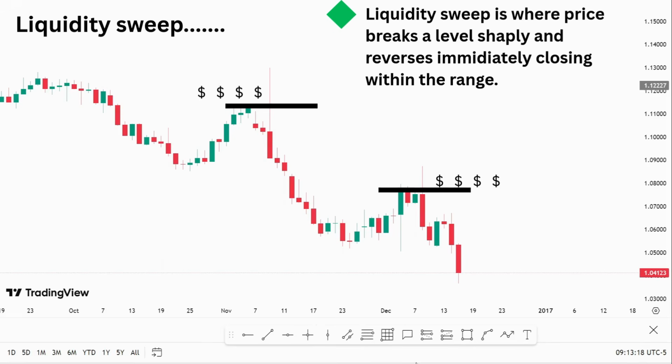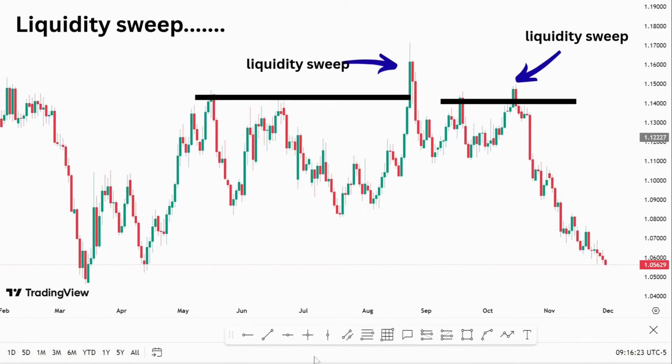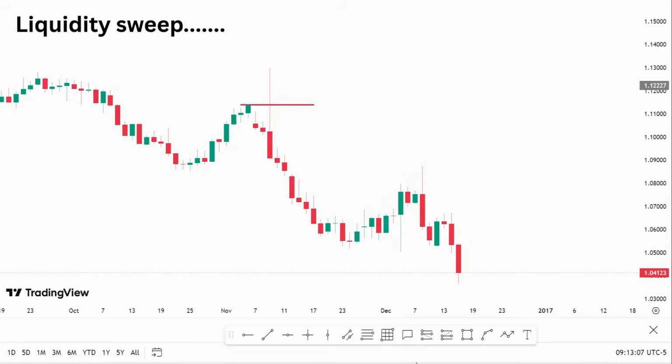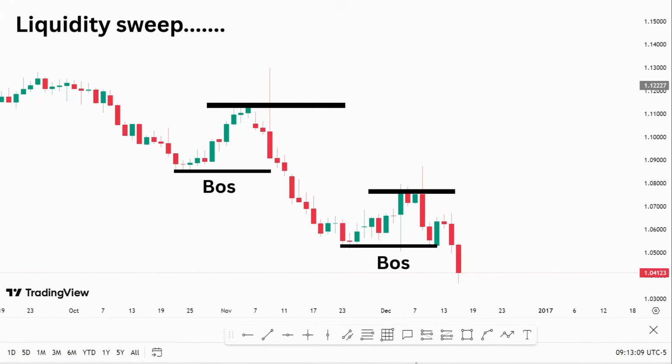The sweep can happen with a wick or a candle closure through the level, and the next opposite candle closes within the range. A valid supply or demand zone must sweep liquidity before the break of structure. This shows that the market has collected all the stop losses below the demand zone or above the supply zone. This gives the zone high probability to hold, since price has no reason to penetrate through, since all the stop losses have been cleared.